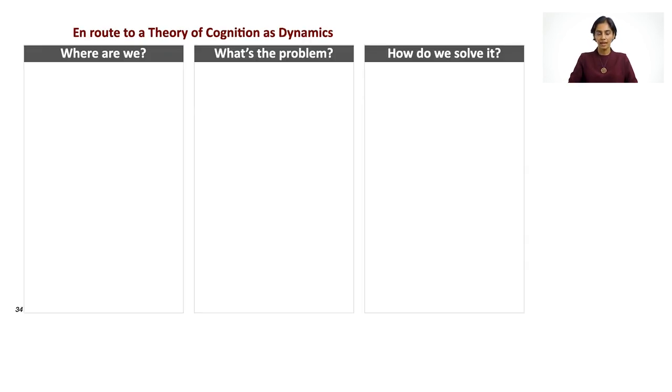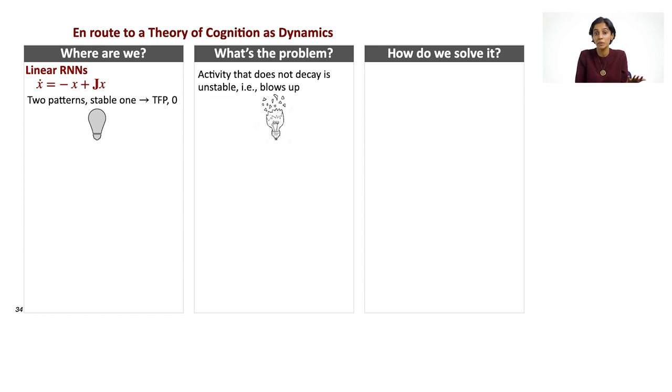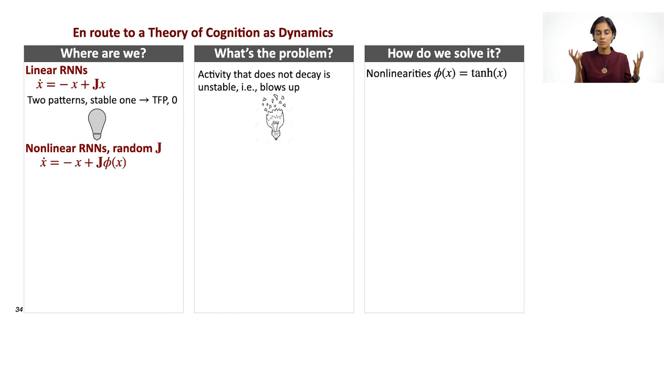So what have I told you today? We talked about linear recurrent neural network models, which had two activity patterns: a stable one that decays to zero or goes to a trivial fixed point. So we had the problem that we'd built a light bulb that didn't do anything, or was off. Activity that does not decay in linear recurrent neural network models blows up. How do we tame that instability? We introduce the concept of nonlinearities, which biological neurons also have. And we looked at the specific case of randomly connected nonlinear recurrent neural network models in which we were able to tame the instability of the linear case, and we were able to get rich patterns of activity from them.